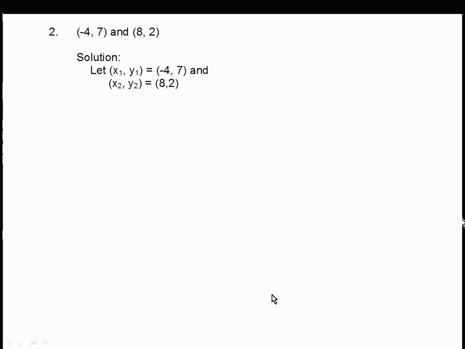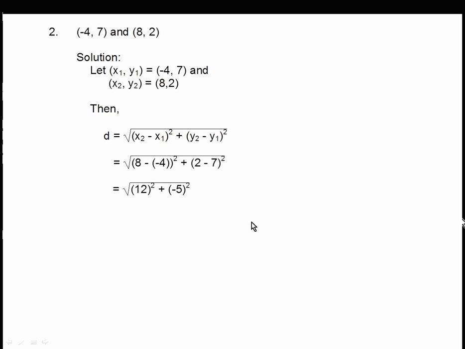So if I plug into the distance formula, which remember is the square root of x2 minus x1 squared plus y2 minus y1 squared, I'm going to have the square root of 8 minus -4 squared plus 2 minus 7 squared. Okay, 8 minus -4 is 12. 2 minus 7 is -5. I've squared, haven't I?